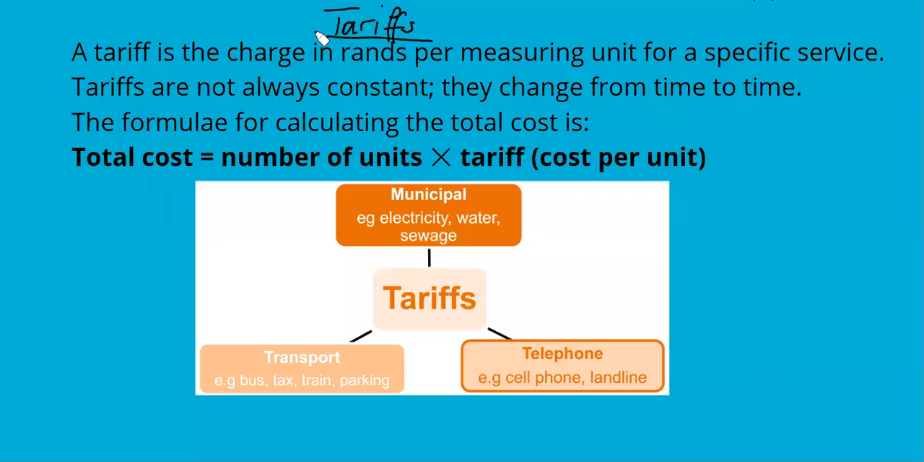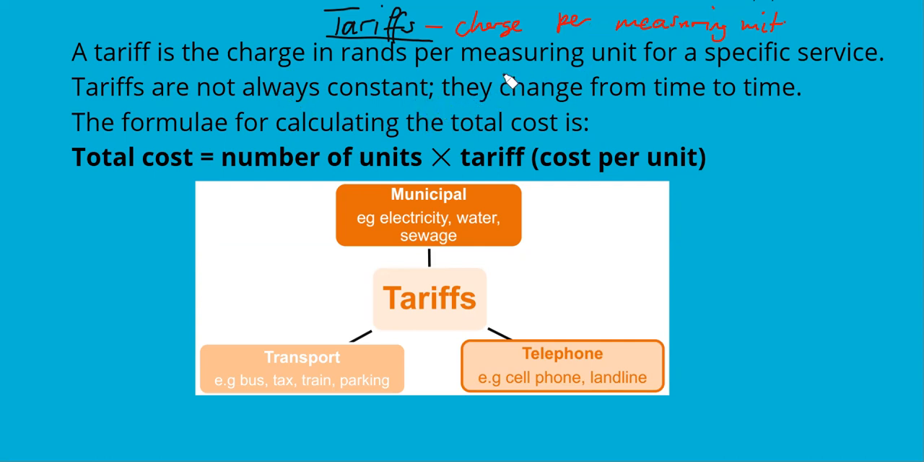Okay, so what is it we call a tariff? A tariff is a charge per measuring unit. So that's what we're talking about here. You can see in the definition, a tariff is a charge in rand per measuring unit for a specific service. Tariffs are not always constant. They change from time to time.